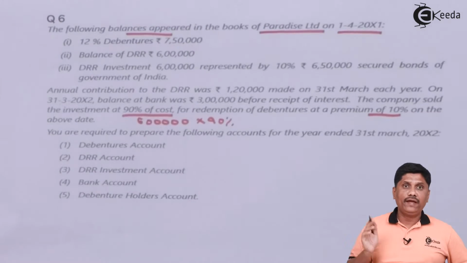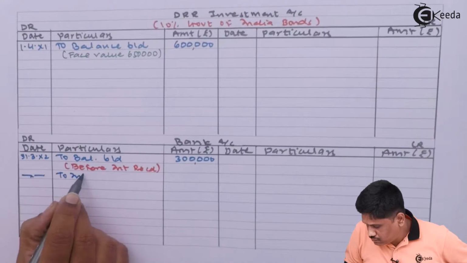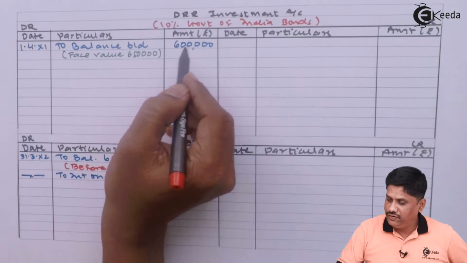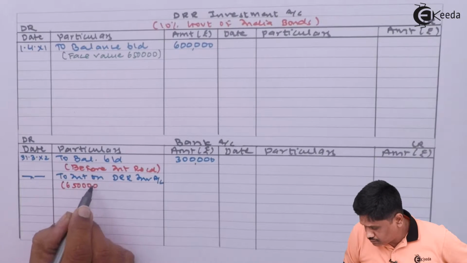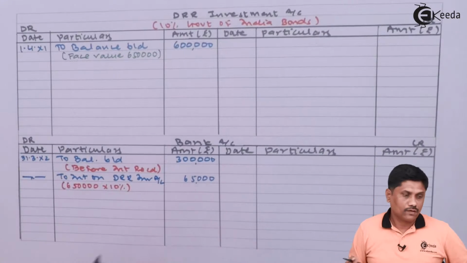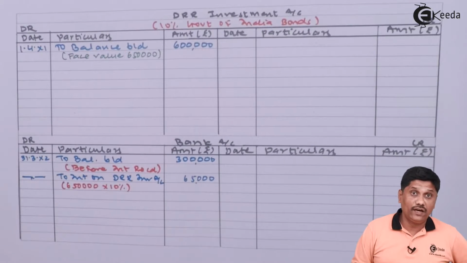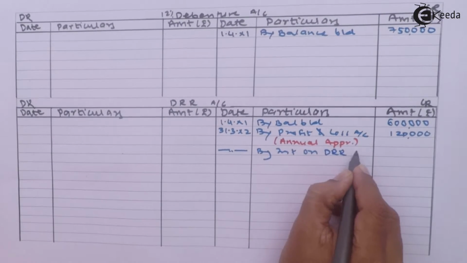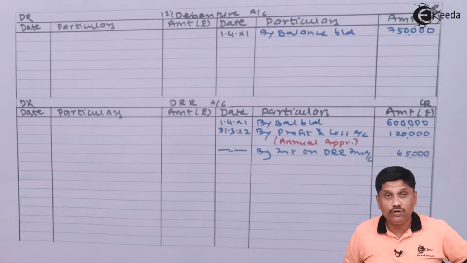What will my entry be? Bank account debit to interest on DRR investment account. It is calculated on face value 6,50,000 at the rate of 10%. You have received 65,000 interest now, and this interest, what will you do in the DRR account? You will credit it, assuming that our fund is cumulative, for that I have credited it.